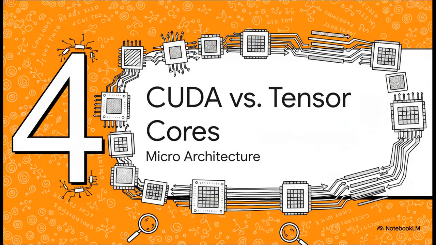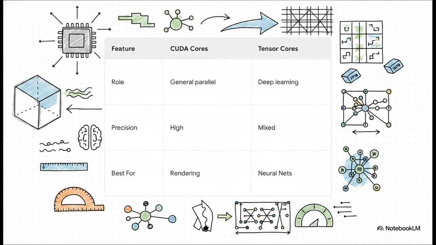All right, Section 4, CUDA versus tensor cores. Let's look at the microarchitecture. Let's pull off a little magic trick here and zoom way down into the silicon itself. What's really interesting here is the distinction between these two types of cores that often live right next to each other on the exact same NVIDIA GPU.